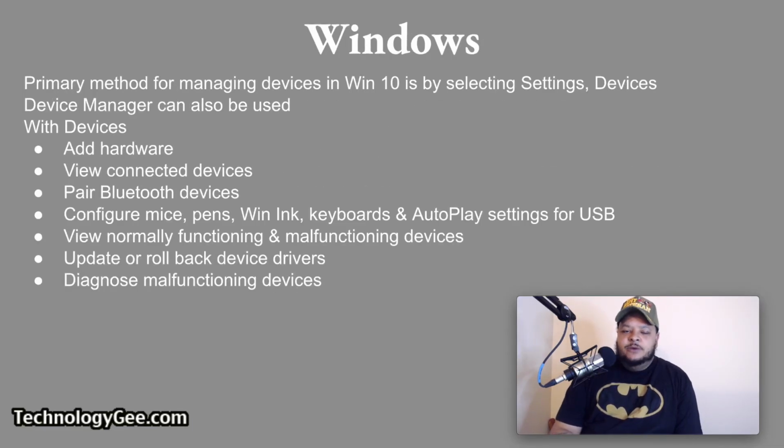Let's talk about device management with Windows. The primary method for managing devices in Windows 10 is by selecting Settings and Devices. However, the Device Manager, which is available from the control panel or the system's properties sheet, can also be used. With Devices, the user can add hardware, view connected devices, pair Bluetooth devices, configure mice, pens, Windows Ink, keyboards, and autoplay settings for USB devices. With Device Manager, the user can view normally functioning and malfunctioning devices, update or roll back device drivers, and diagnose malfunctioning devices.